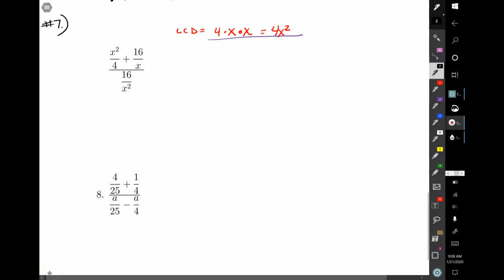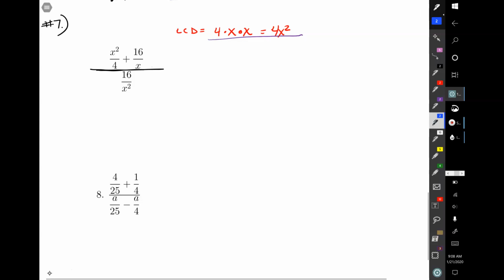So number 7 reads x squared over 4 plus 16 over x, all divided by 16 over x squared. So another complex rational expression, but since it's fractions within fractions, we can multiply the numerator and the denominator by the lowest common denominator of each fraction.